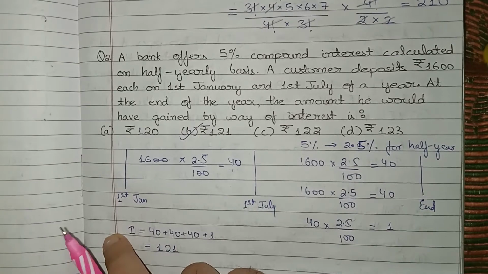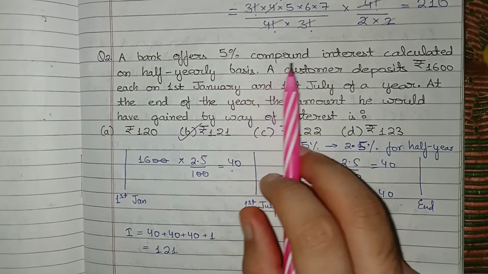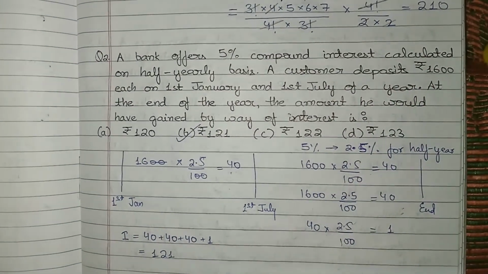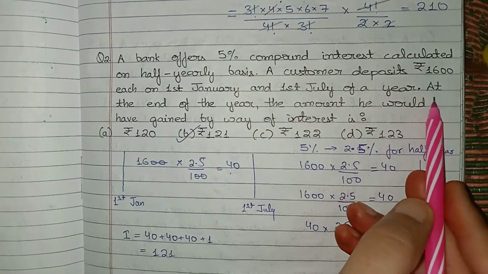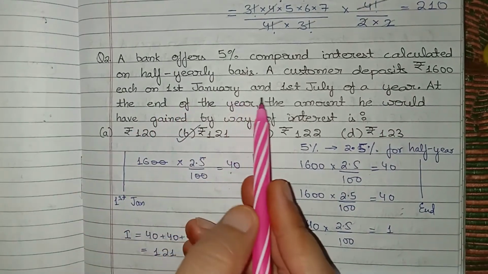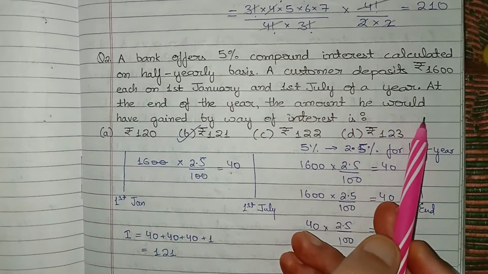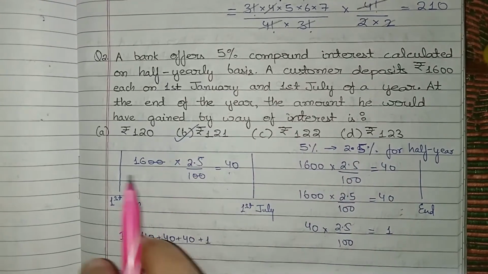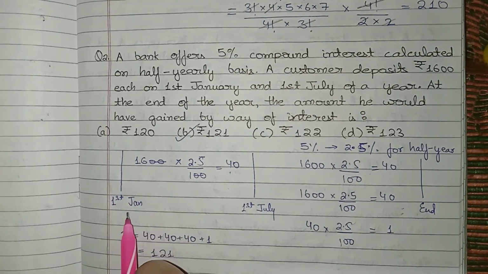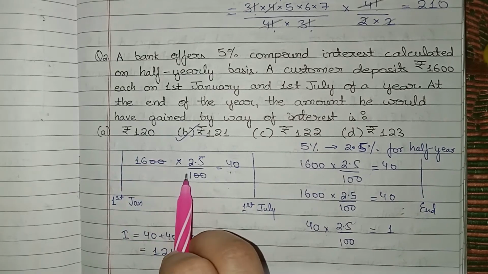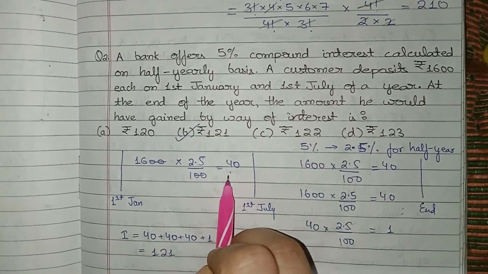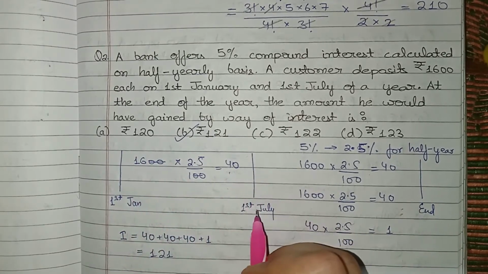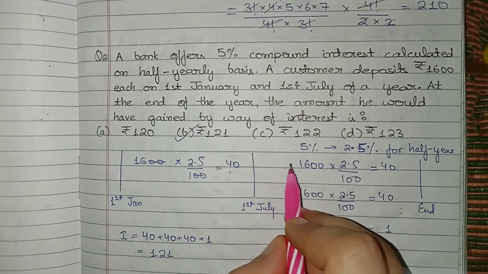Question number 2. A bank offers 5% compound interest calculated on half-yearly basis. A customer deposits rupees 1600 each on 1st January and 1st July of a year. At the end of the year, the amount he would have gained by way of interest is, so the interest on 1600 from 1st January to 1st July would be 1600 into 2.5 upon 100, which is 40. Now the interest on this 1600 for the period of 1st July till the end would be 40 again.